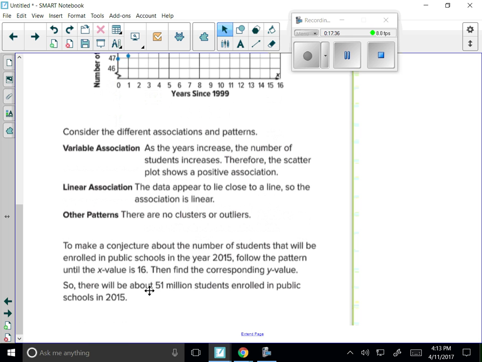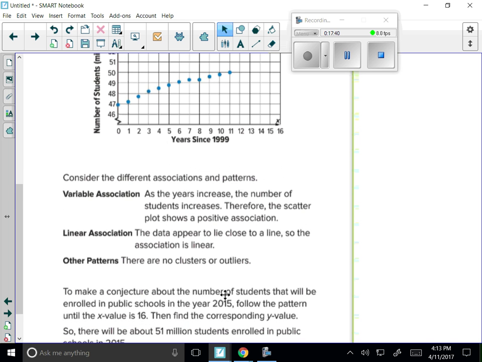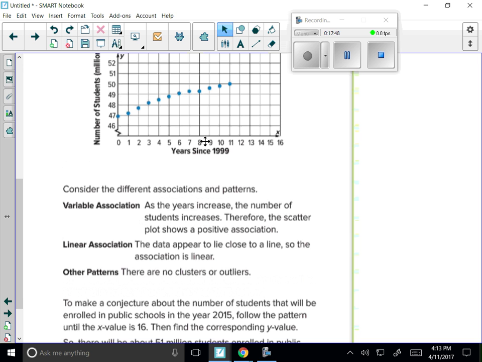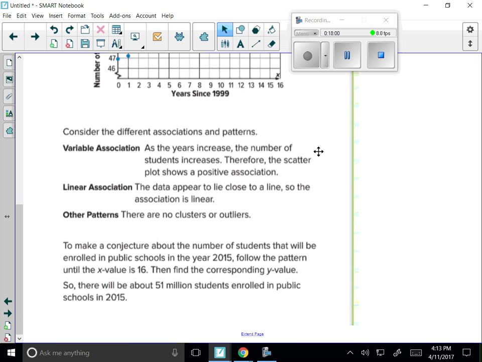So a conjecture, which would be a prediction, it says to make a conjecture about the number of students that will be enrolled in public school in the year 2015. Follow the pattern until the x value is 16. So right here, they're all the way down here, 16. You would take this and just kind of follow it along, and it looks like it would just kind of go up, up, up, up, up. And right here at 2015 looks like what the enrollment would be.